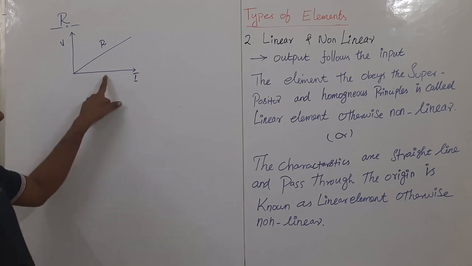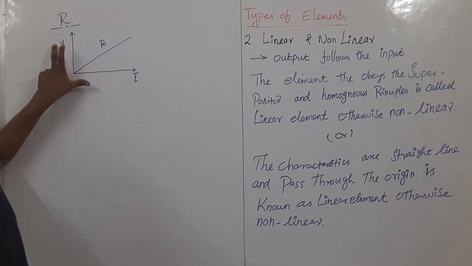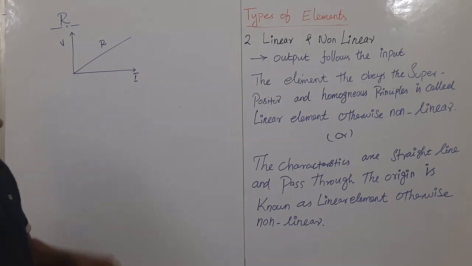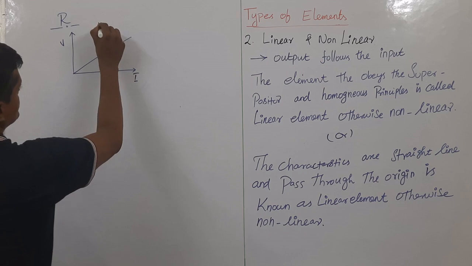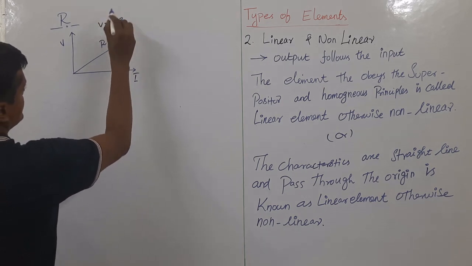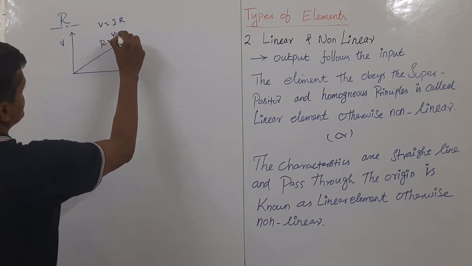Characteristics of the resistance is a straight line. So I am taking resistance as a linear element. So R and this characteristics curve passes through 0. So V equal to I into R, so R equal to V by I.